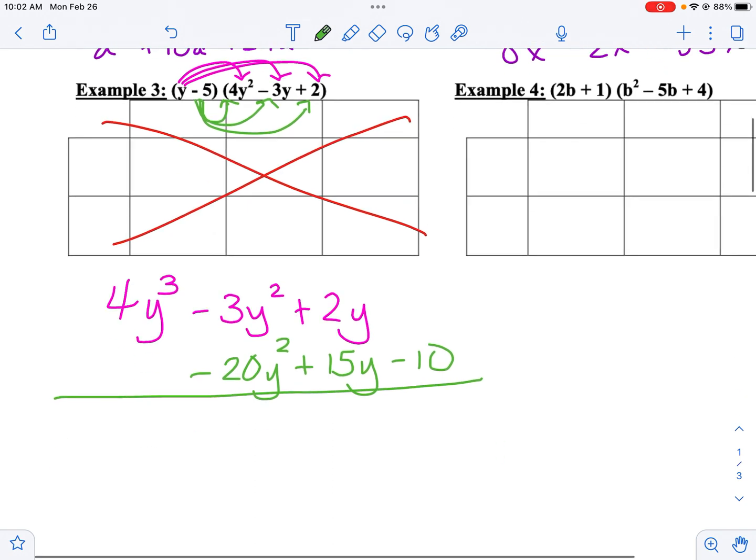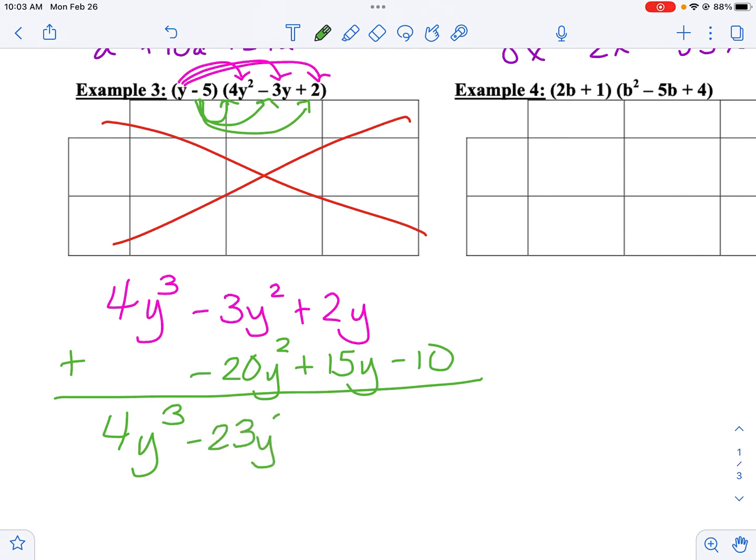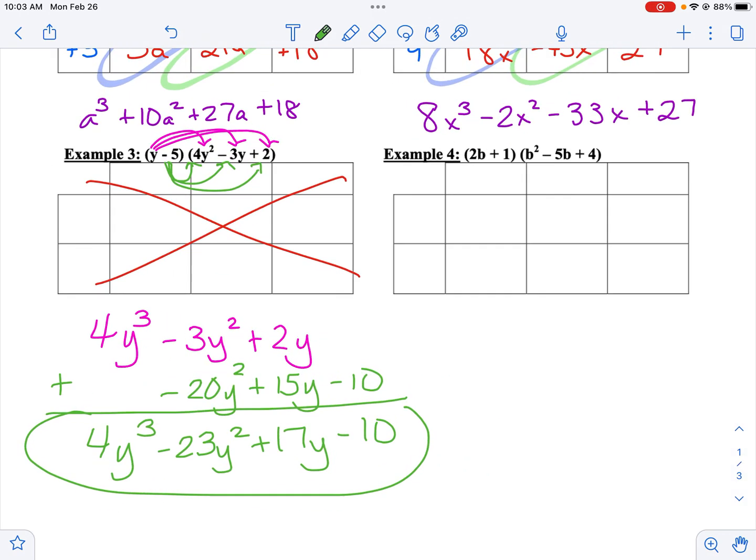Now we're going to add straight down. So this has no term beside it. So you just bring down the positive 4y to the third power. The next column is -3 and -20, which makes it -23y squared. And 2 and 15 makes 17y. And then we just bring down the -10. And so that is how I would show work if I was doing the double distribution method.